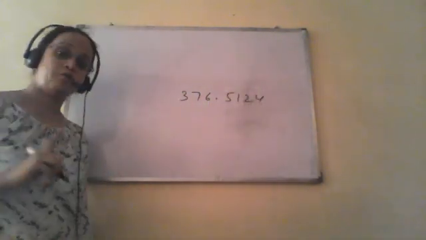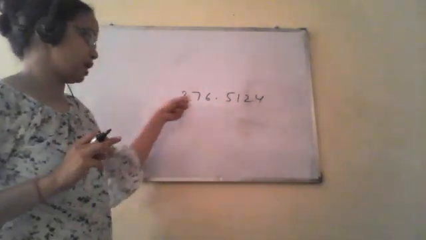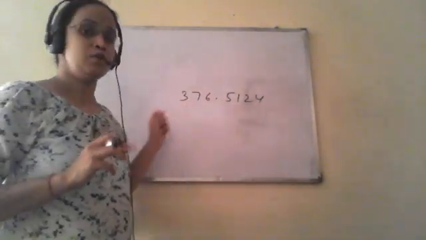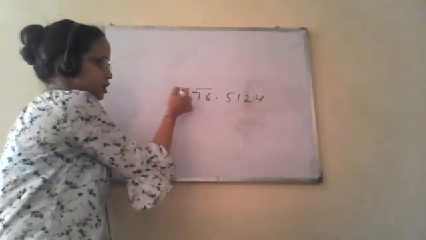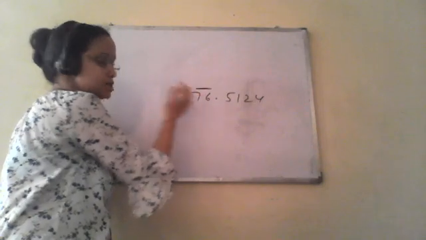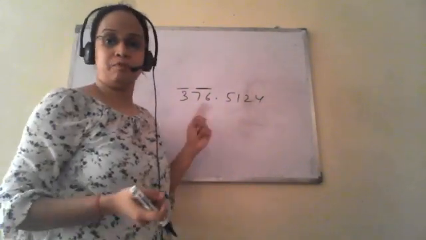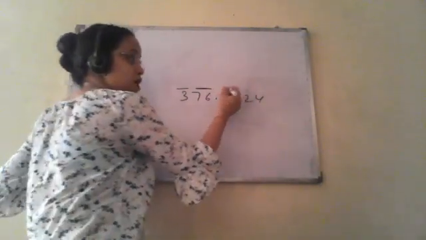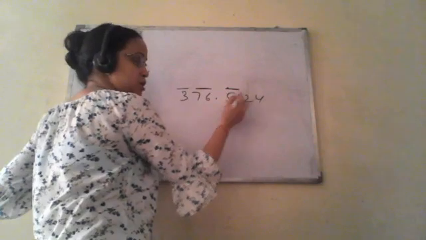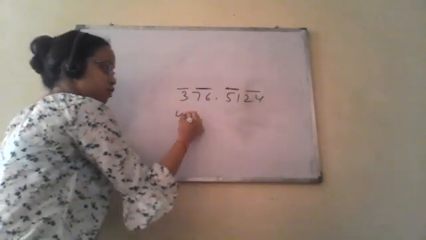376.5124. First we'll put the bar on the integral part. We will start putting from the unit place. First we'll put a bar on 76 and then the next bar on 3. But if we have to put bars on the numbers after the decimal, we'll start from the number nearest to the decimal. First we'll put 51 and then 24.